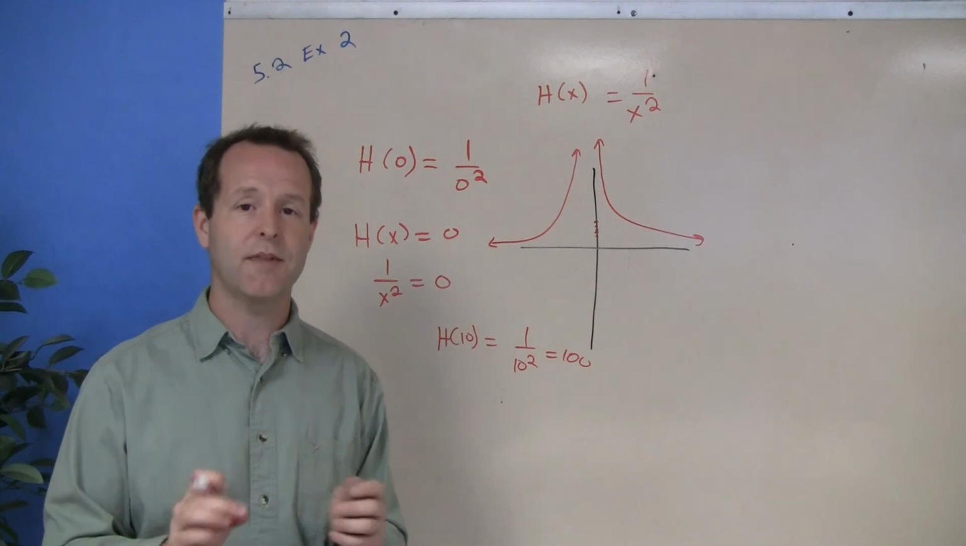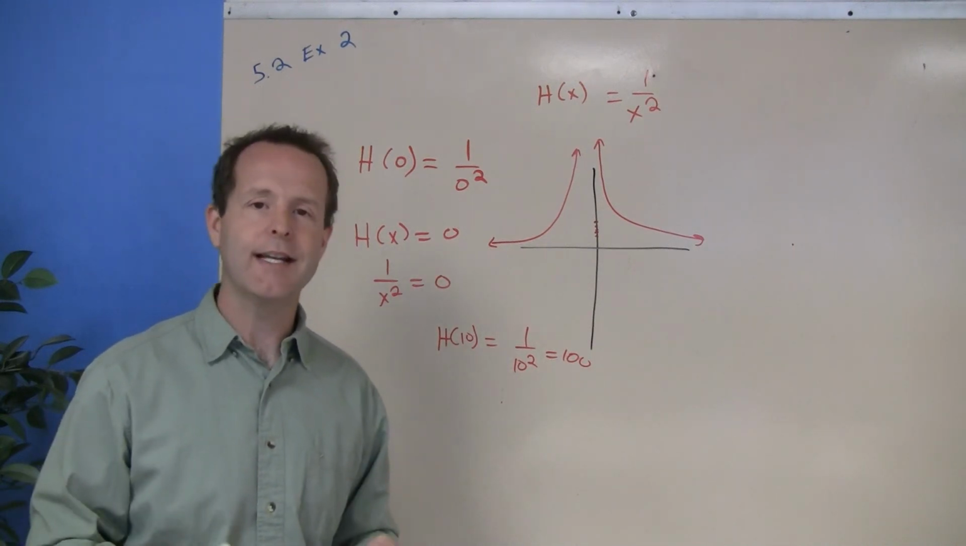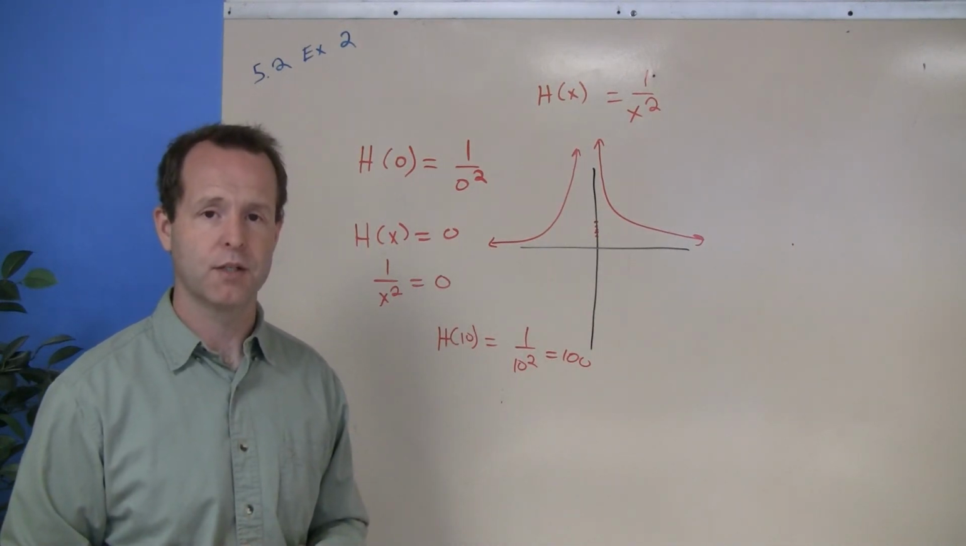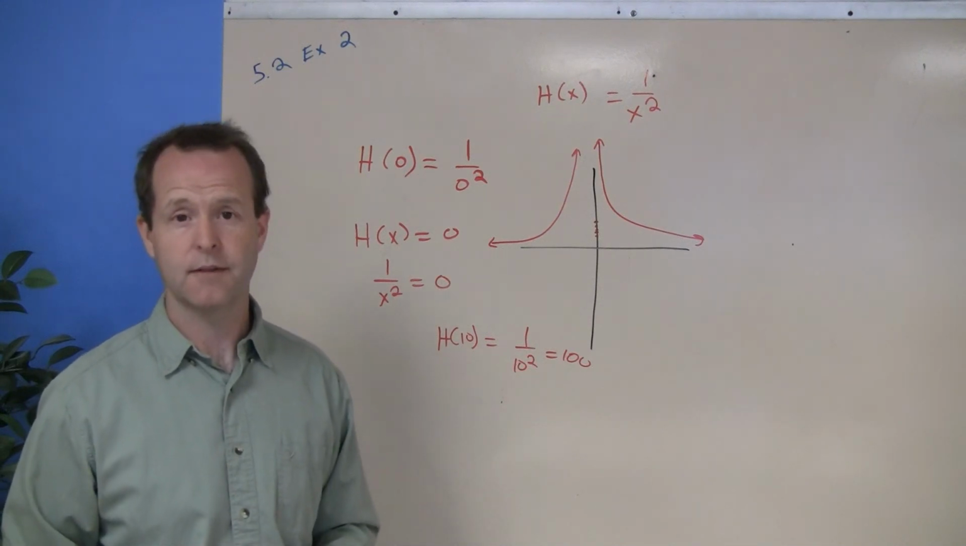And once we have an idea what this graph looks like, then we can identify other similar rational expressions as well and have an idea what their graphs look like.